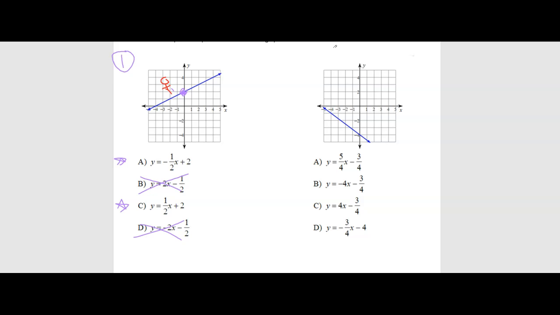Again, if you forget what's positive or negative, you can think of somebody walking uphill. That represents a positive slope. If they were going downhill, that would represent a negative. So C is our correct answer.